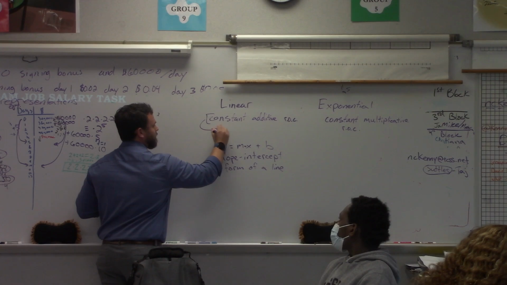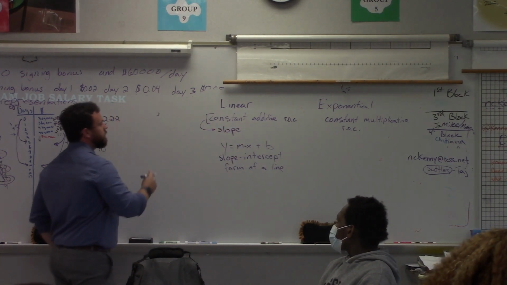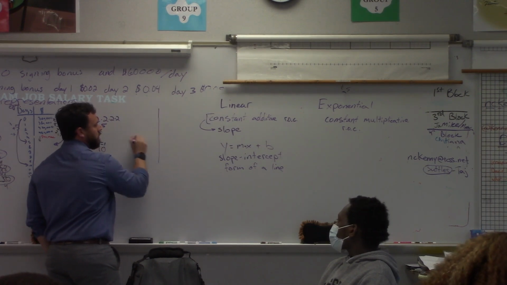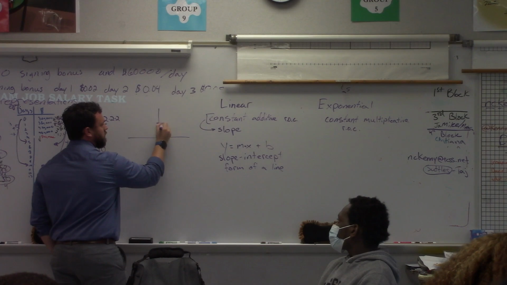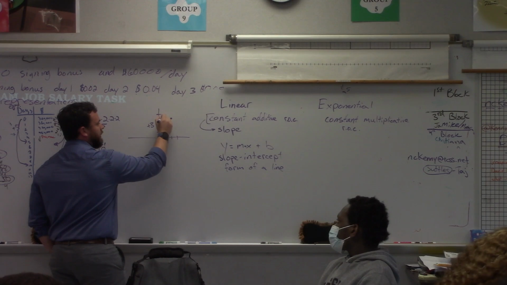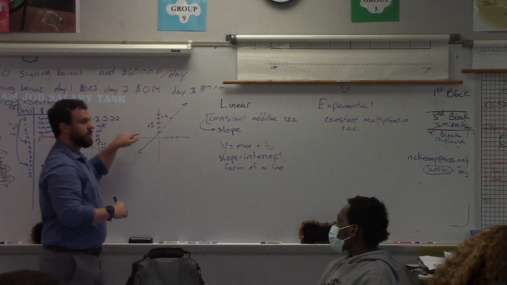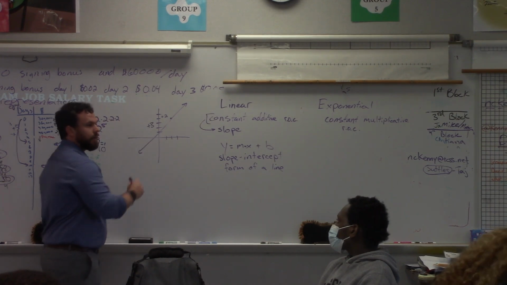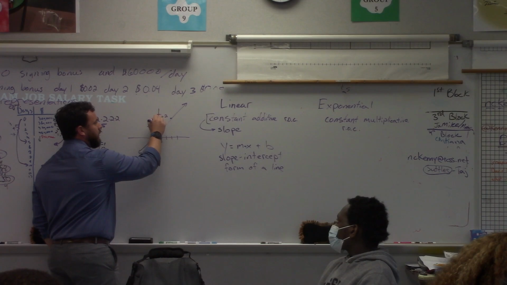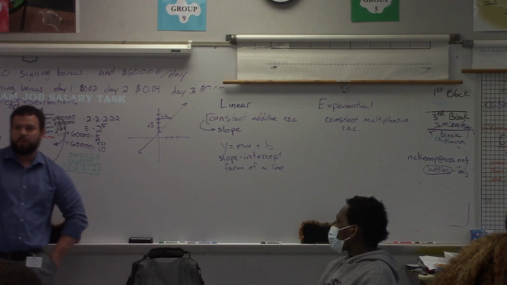Constant additive rate of change is your slope. When you make a graph and you go up 3 and you go to the right 2, aren't you adding 3 and then adding 2? So that's constantly adding. Your slope, guys, is your constant additive rate of change. That's the name for it.